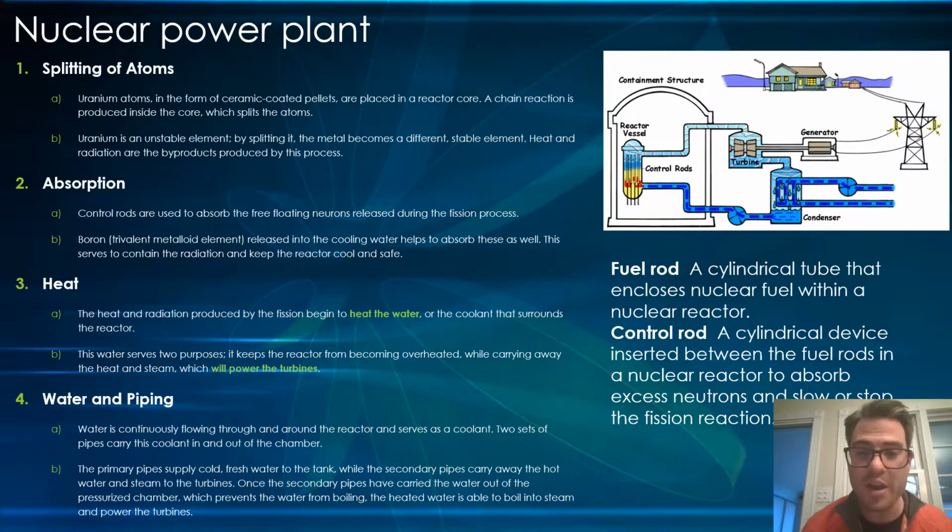The two items that we're really interested in, in terms of a definition: one is the fuel rod. It's a cylindrical tube that has the nuclear fuel inside the nuclear reactor. This is where those uranium elements, the atoms inside of these ceramic coated pellets, are actually found. And the second item that we care a lot about is the cylindrical device called the control rod, and its job, if you remember from before, is to help absorb the excess neutrons. This is actually functional to slow or potentially stop the reaction from taking place. So the control rod is very critical for the safety of this energy generation process.